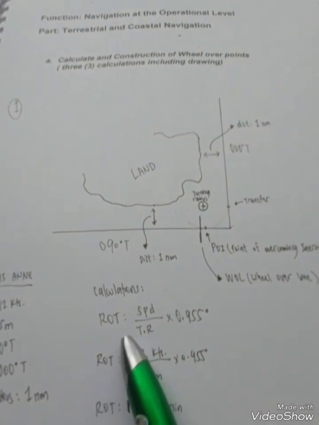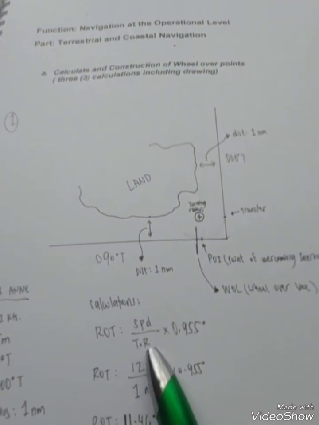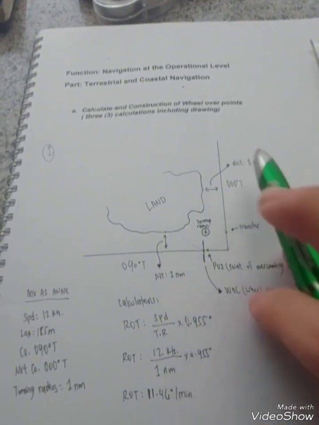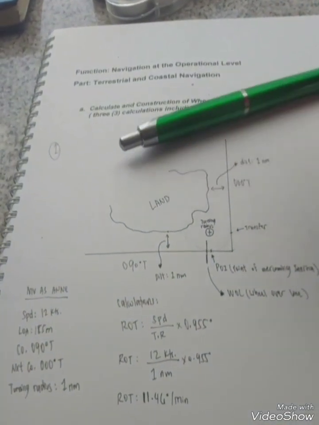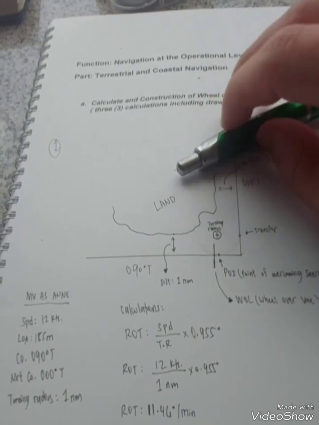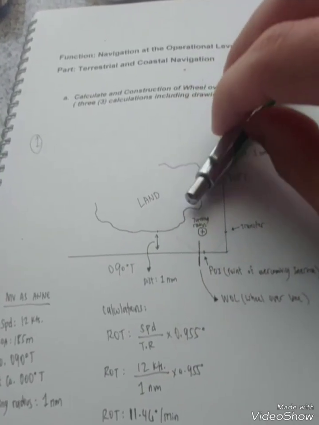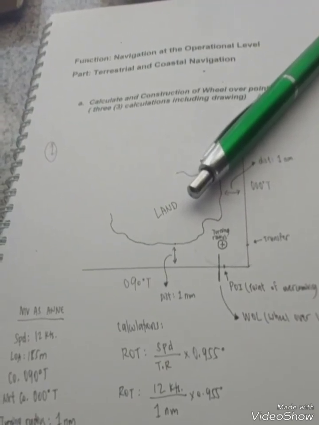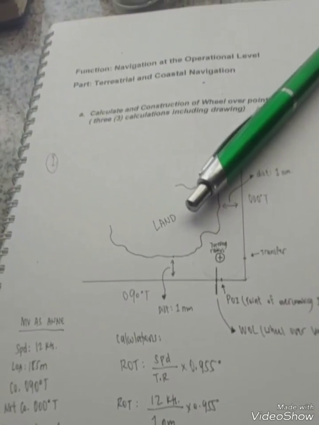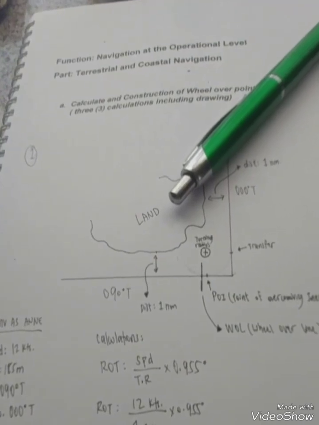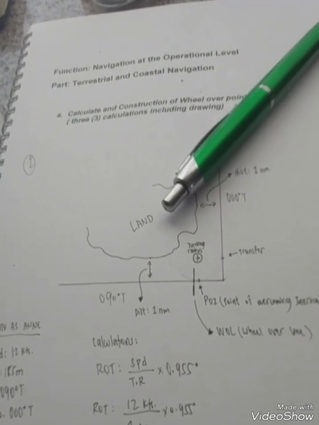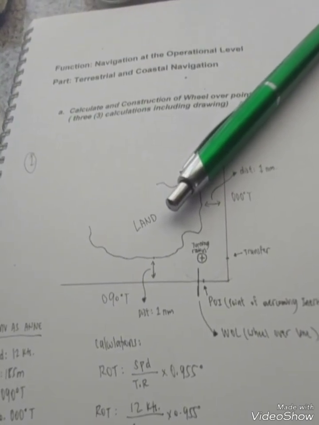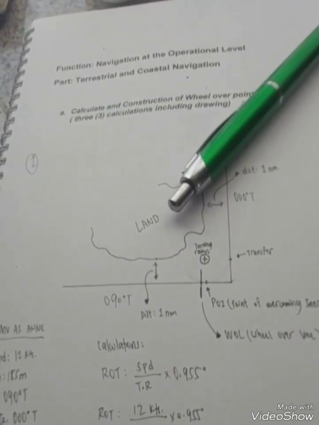ROT, meaning the rate of turn. What is the importance of rate of turn? Rate of turn is directly proportional to the speed of the vessel, and inversely proportional to the turning radius. Meaning when the turning radius is higher, the rate of turn is lower, and when the speed is higher compared to the turning radius, your rate of turn is higher.